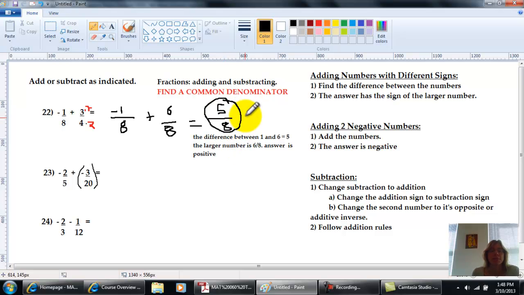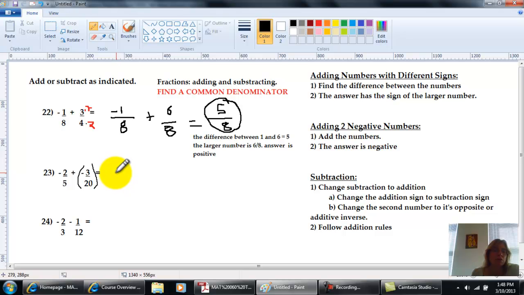Okay. Now on this problem down here, same thing. We are adding and subtracting fractions, so we find a common denominator. And let's do that first. The denominators are 5 and 20. We take a look at the larger one. Is that a multiple of 5? It is. So that means 5 goes into 20. And all we have to do is change this fraction here.